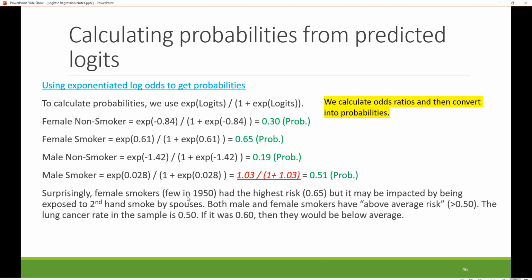Surprisingly, female smokers, few in 1950, had the highest risk at 0.65. But it may be impacted by being exposed to secondhand smoke by spouses. Both male and female smokers have above average risk. They're above 0.50. The lung cancer rate in the sample is 0.50. If it was 0.60, then they would be below average if those probabilities were identical.